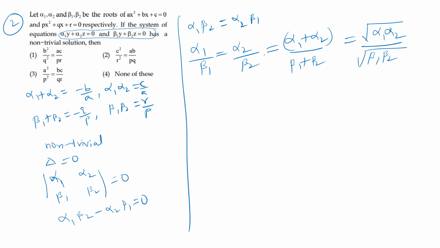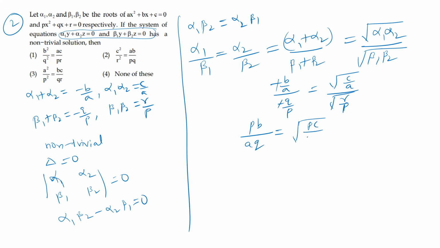Now we know already the alpha 1 plus alpha 2 value. What is alpha 1 plus alpha 2? Minus b by a. Beta 1 plus beta 2 is minus q by p. Square root of that is c by a, square root of r by p. Minus minus cancel. What will you get? pb by aq is equal, this is the common root, pc by ar. By squaring on both sides, what will you get? b square by a square q square is equal to pc by ar. One p cancels, one a cancels.